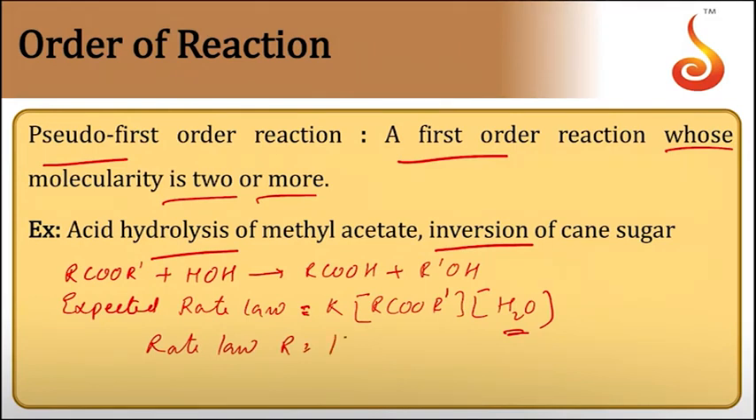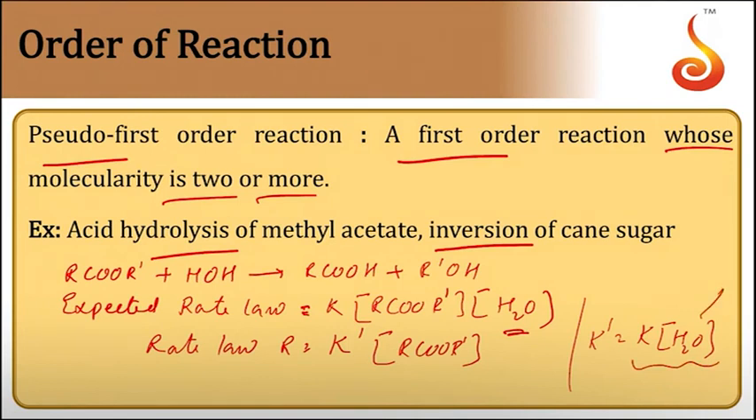rate is given by K dash into concentration of ester we have. Here K dash will be equal to K into concentration of H2O. So this will be another constant because you are taking excess of the water, the concentration will be 55.5 molar. So this always remains constant.